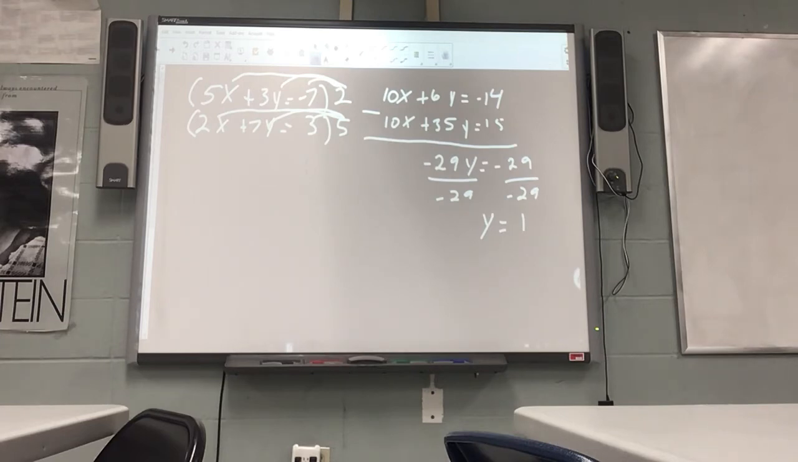Okay. Yes. Now you just gotta find somewhere you like to plug that in. You want the 5x, the 2x, or one of the 10x's? The 5x. So 5x plus 3 times 1 is equal to -7. So 5x plus 3 is equal to -7. Two-step middle school equation. Subtract 3. 5x is -10. And then divide by 5. And x is -2. Don't forget to put them in the right order.